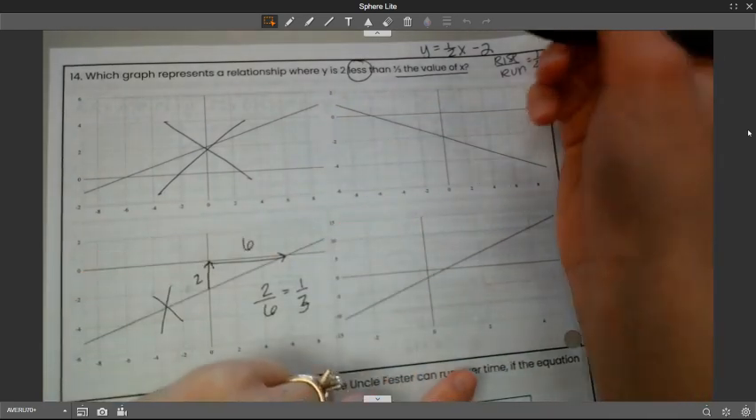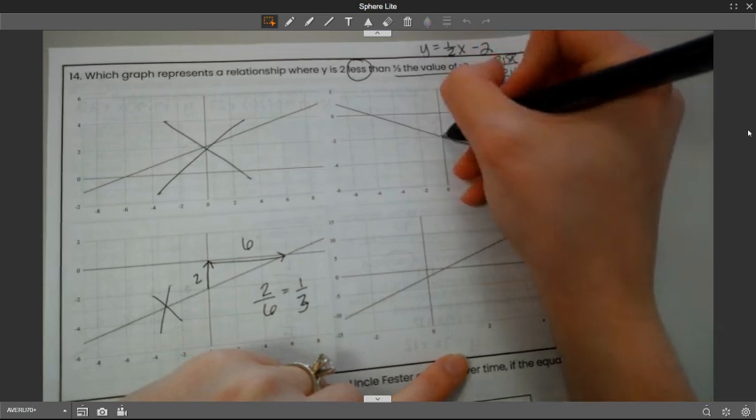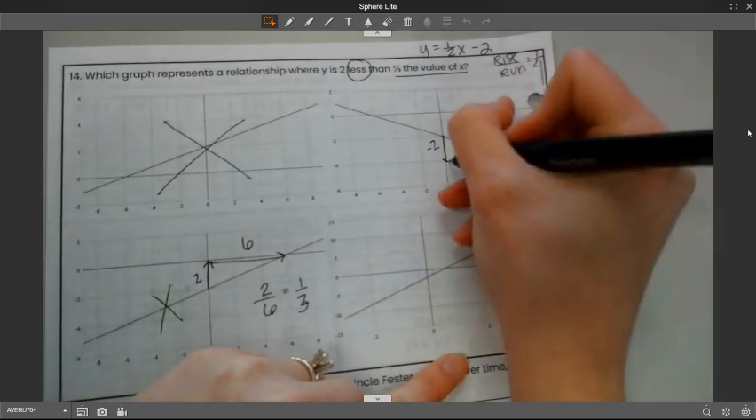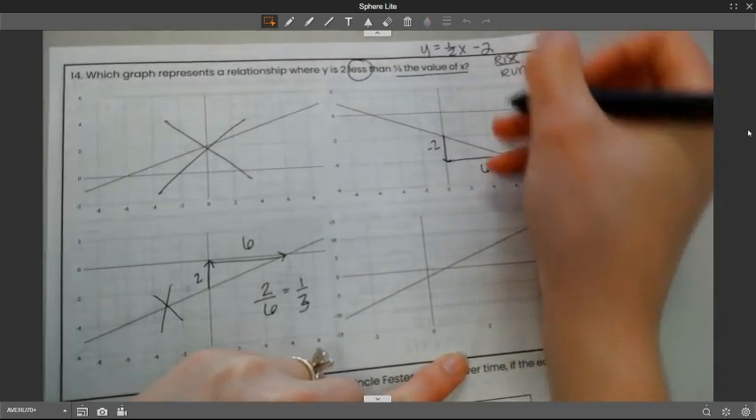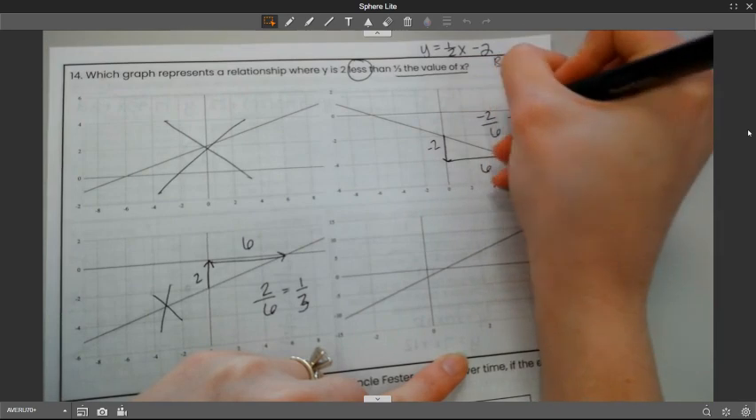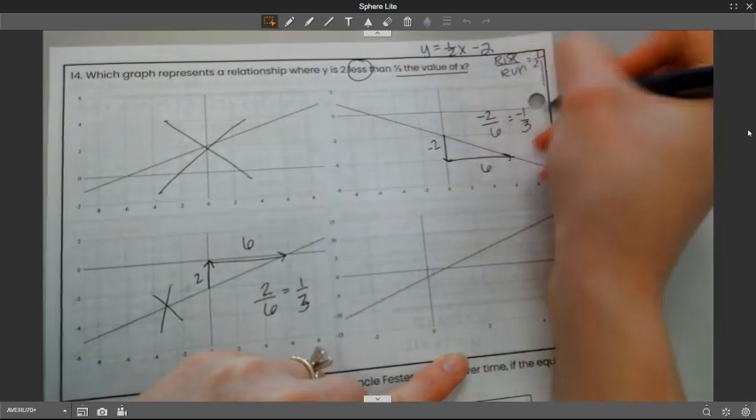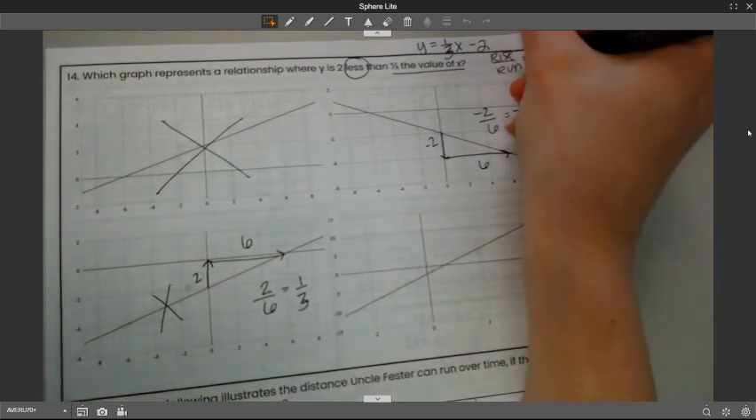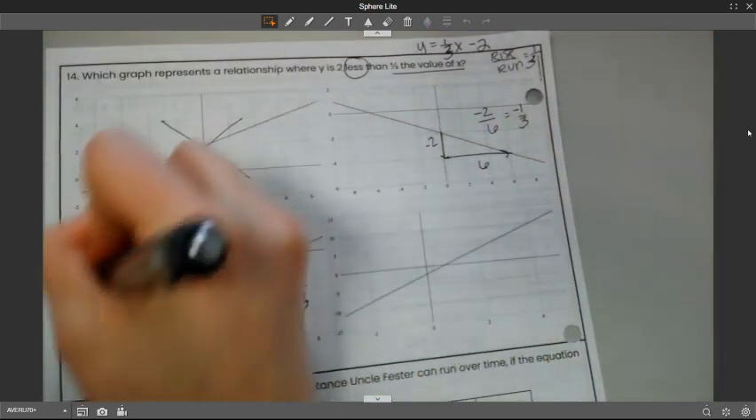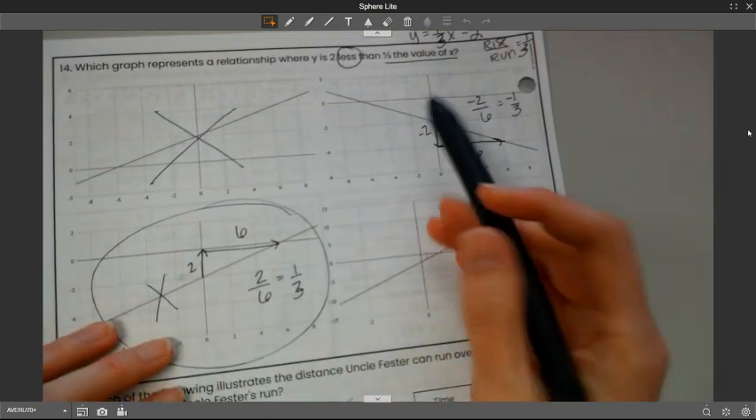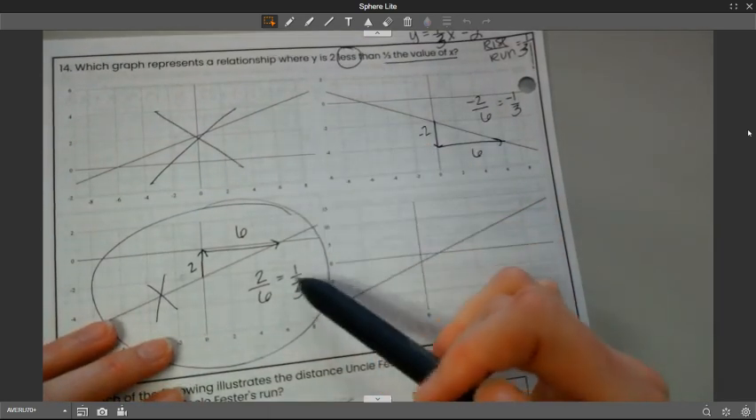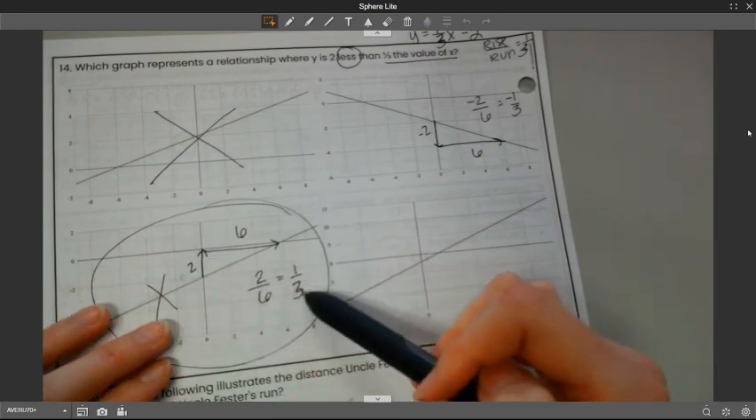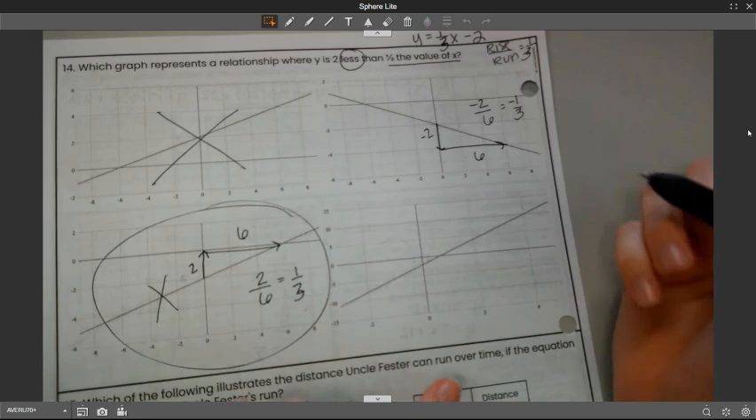Okay. Here, let's see what we do. I go down 2, and I go over 6. So this is -2 over 6, which would be -1/3. Oh, this is 1/3. My bad. I read that as 1/2. So positive 1/3, -2, that would actually be that one. I read that as 1/2. That's my bad. It says 1/3. So we go up 1 over 3, up 2 over 6. This is correct. But we can double check here just to make sure.